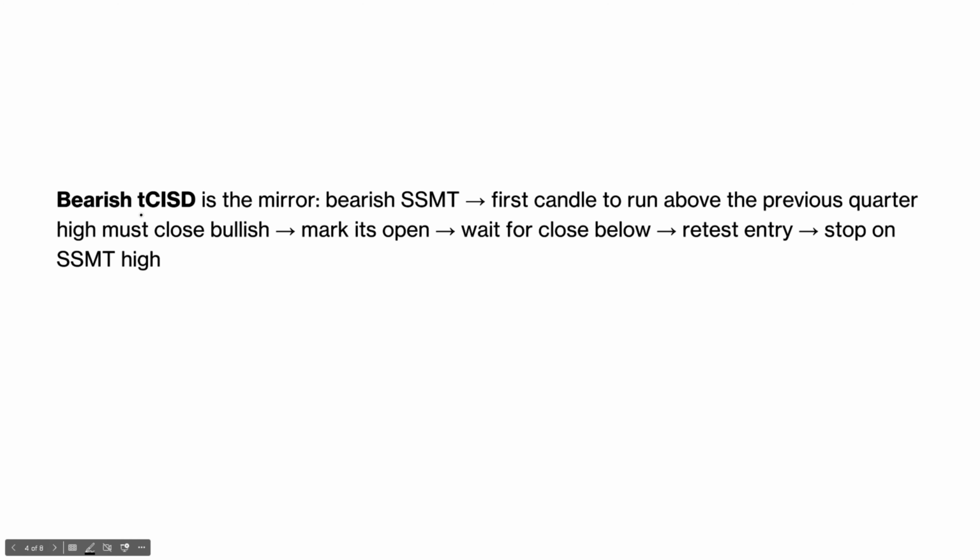So, for bearish, Chinese stability is a mirror. So it's exact same, but the opposite. Bearish sequential SMT: first candle to run above the previous quarter high must close bullish. Markets open. Wait for the close, wait for close below. Retest entry. Stop on the sequential SMT high. Same thing, vice versa. Simplest way.